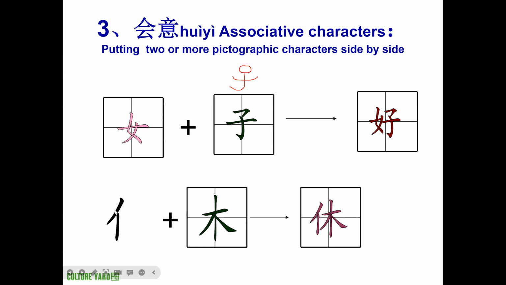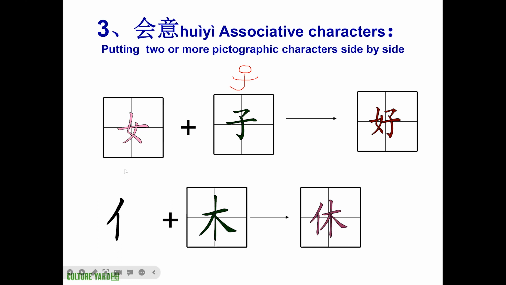Another example, person radical and a tree. You can imagine you are walking in a desert or somewhere outside, no city, tired, thirsty, hard. And finally you find a tree. So you lie on the tree and lean on the tree, and say, have a rest. So this character is 休, like 休息 means have a rest. A person is lying on a tree. So 休息, have a rest.